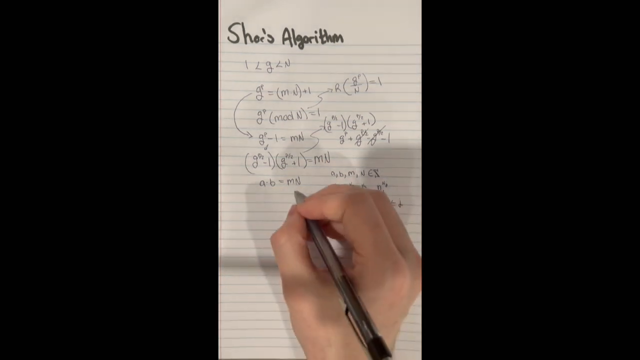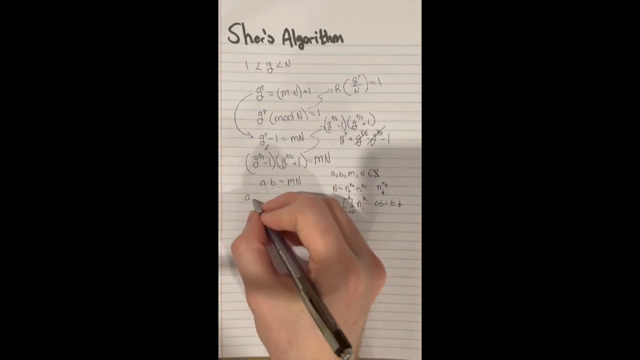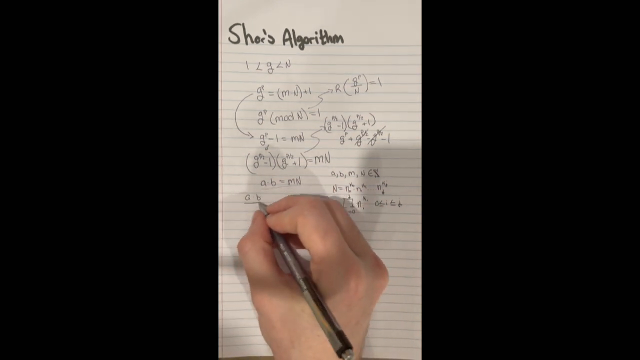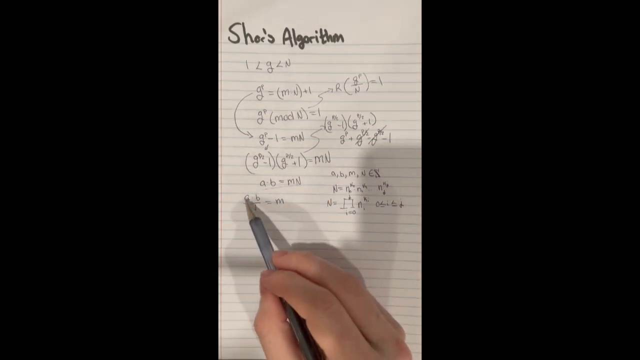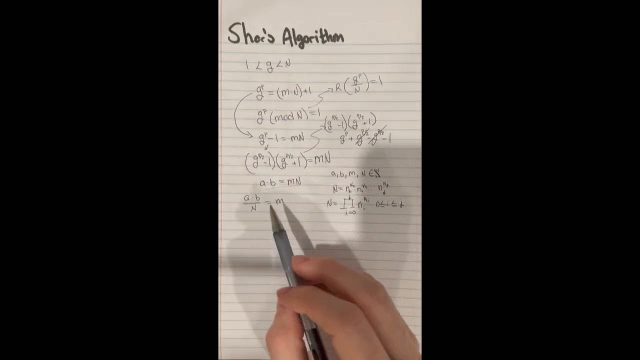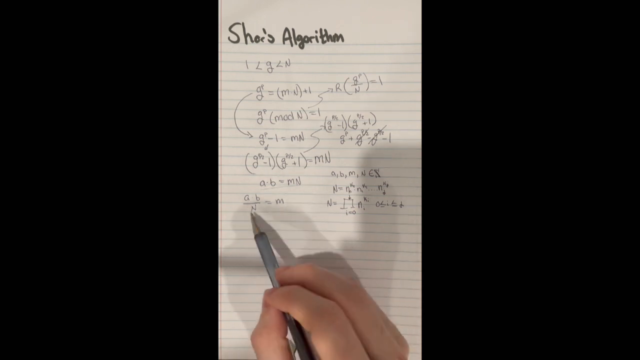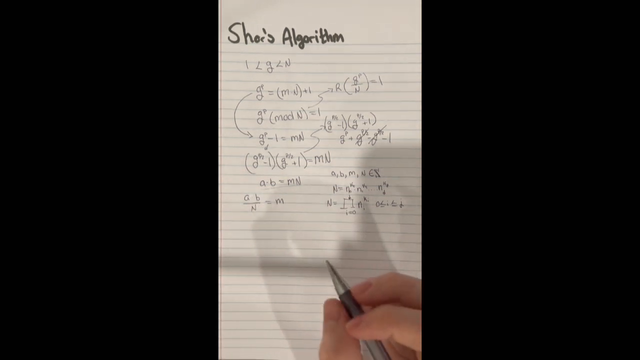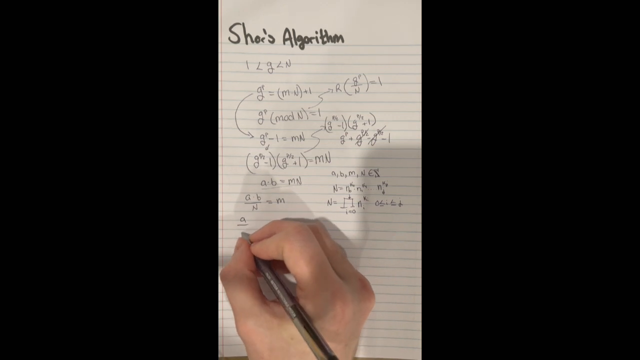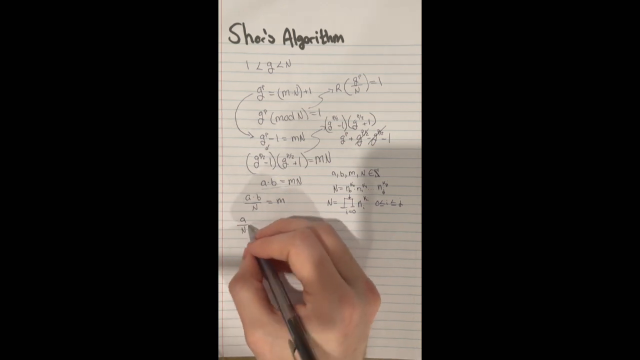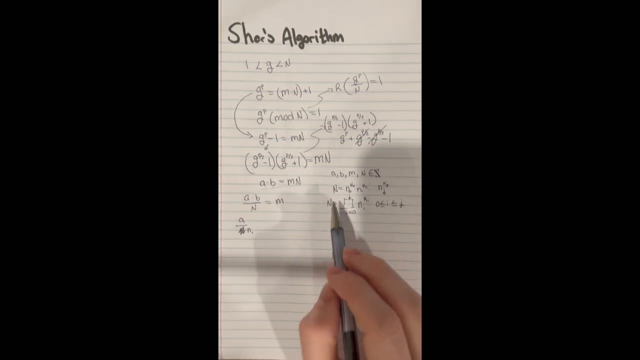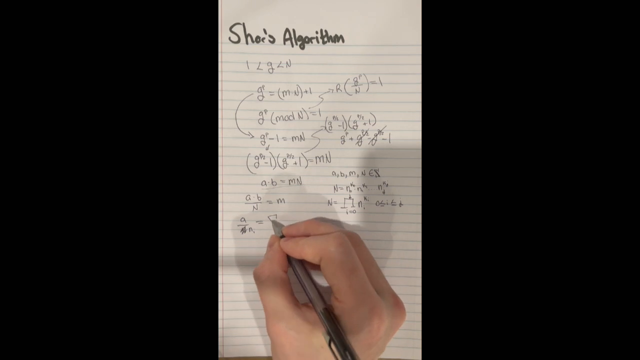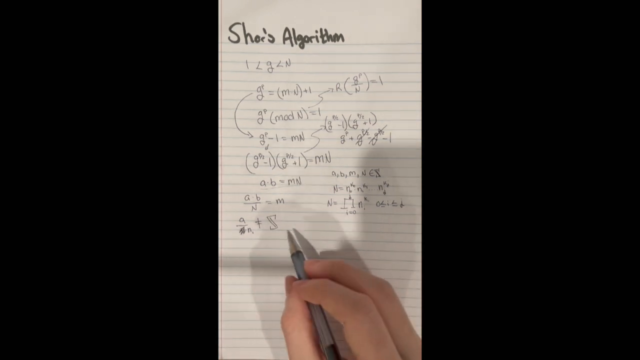And in this case, we can re-express this as a times b over n is equal to m. Now in the case that one of these numbers is coprime to n, so if, let's say, a is coprime to n, then that would mean that a divided by any little n, any value which is a common factor of n, would not be equal to an integer value, right?